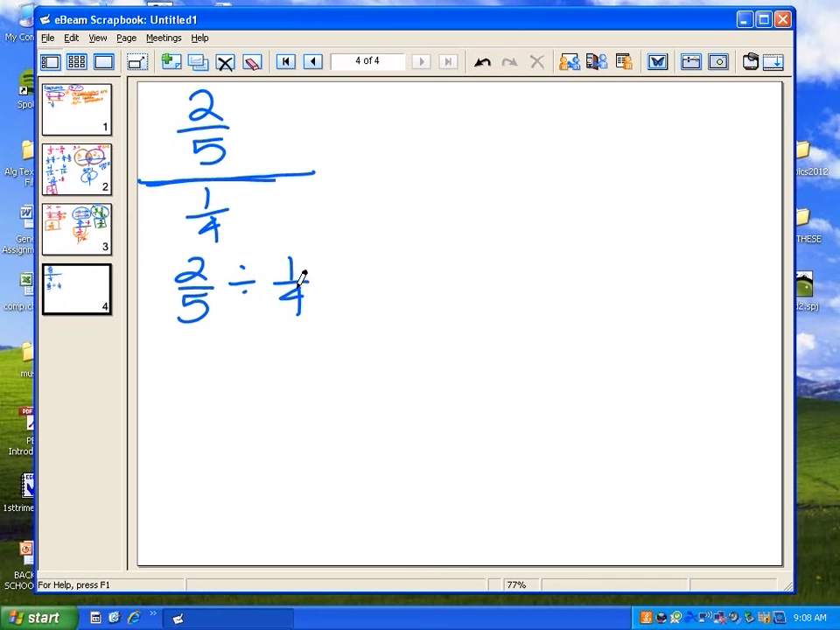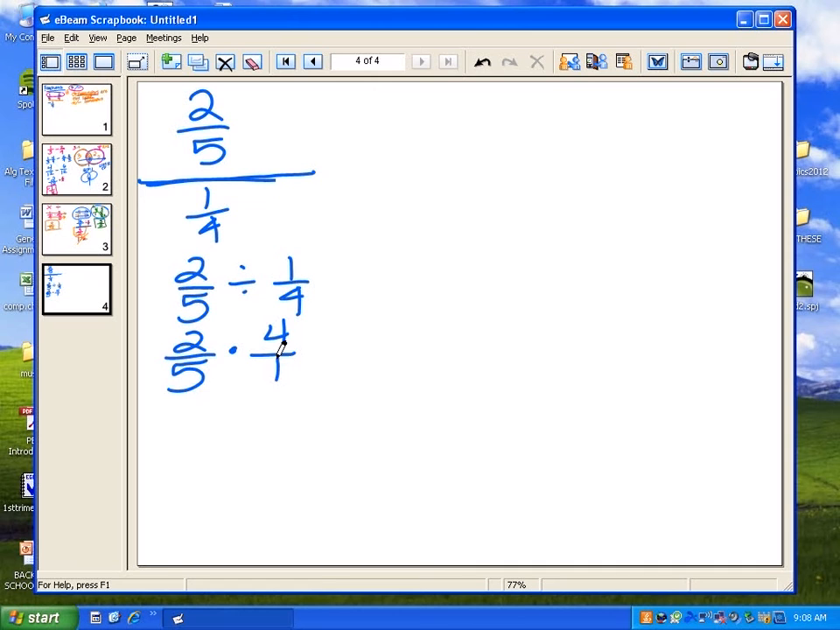And who remembers the rule for dividing fractions? Maddie, do you remember? Do we divide fractions? No. No, what do we do? We multiply by the reciprocal. So 2/5 stays the same. The division becomes multiplication, and 1/4 becomes 4 over 1.